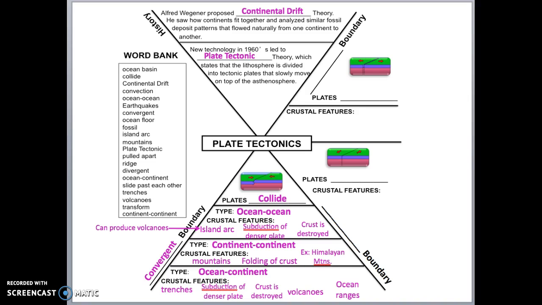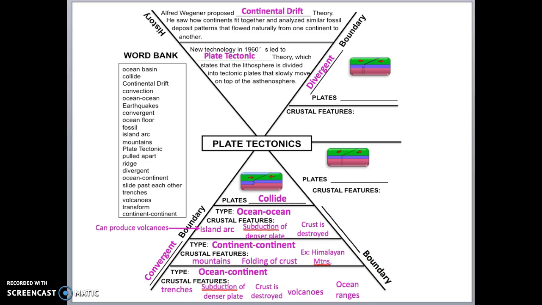We can also have ocean ranges form. These are mountains underneath the ocean, and it's where the crust is destroyed and the magma rises up and cools to form a mountain range underwater that just has not reached the surface yet, and these can be volcanic.